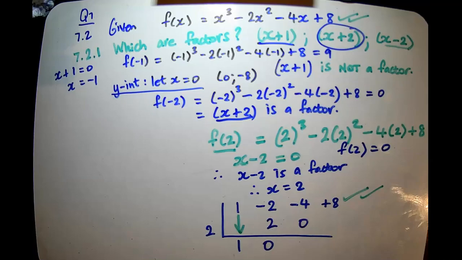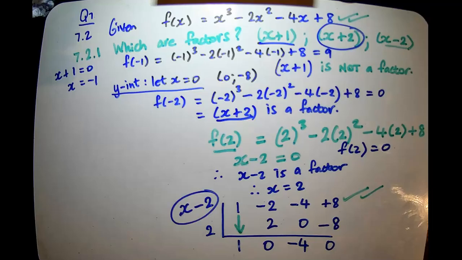2 times 0 is 0. Minus 4 plus 0 is minus 4. 2 times minus 4 is minus 8. Add those two numbers up, we're going to get 0. If we got 0, this means that it's a factor. So definitely x minus 2 is a factor. So writing it out, x minus 2 is most certainly a factor.